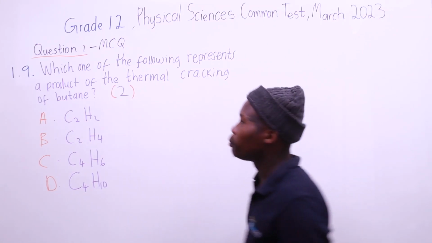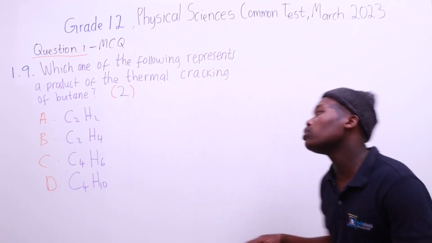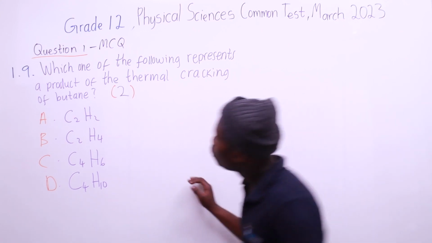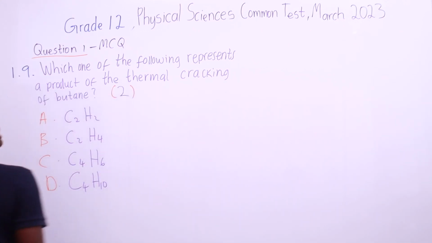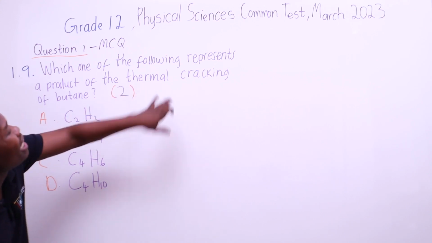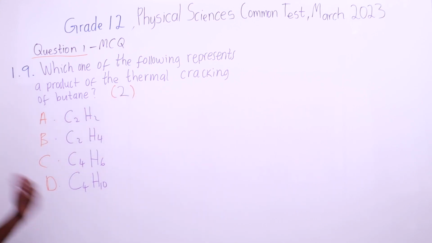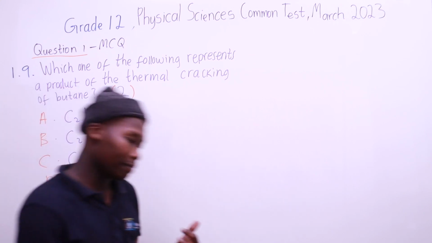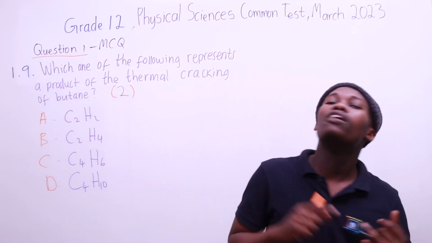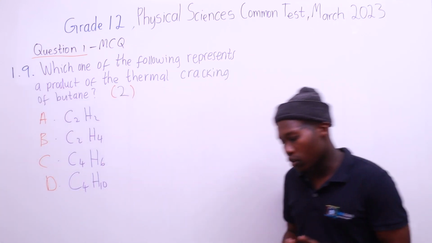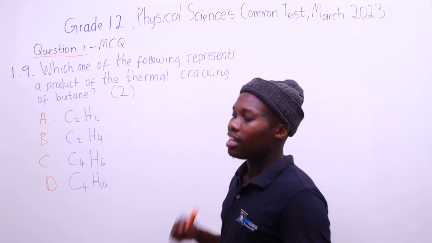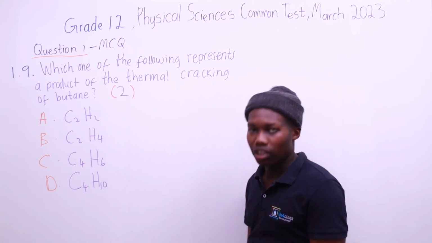Alright, so 1.9, a multiple choice question worth 2 marks. Which one of the following represents a product of the thermal cracking of butane? Butane is an alkane, an alkane which has four carbon atoms and 10 hydrogen atoms.